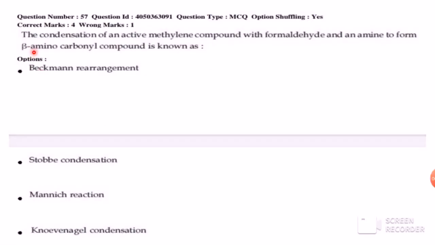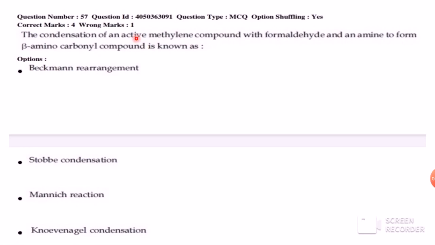Now this is a question asked in GPAT 2020. The question is: the condensation of an active methylene compound with formaldehyde and amine to form a beta amino carbonyl compound is known as? The options are Beckmann rearrangement, Stobbe condensation, Mannich reaction, and Knoevenagel condensation.